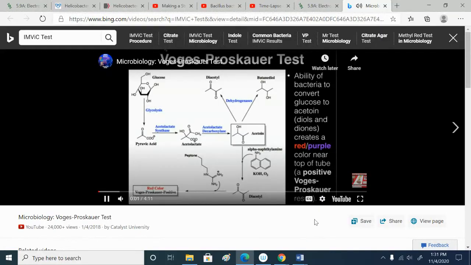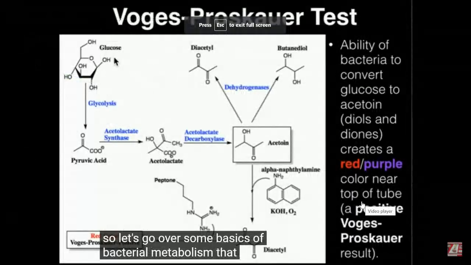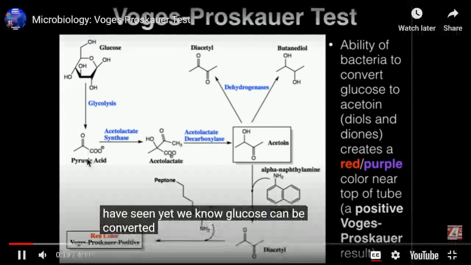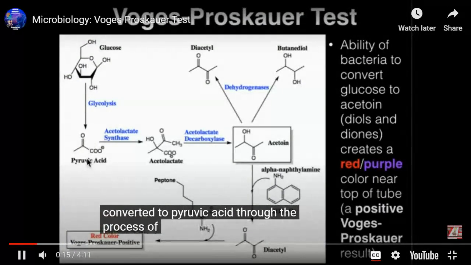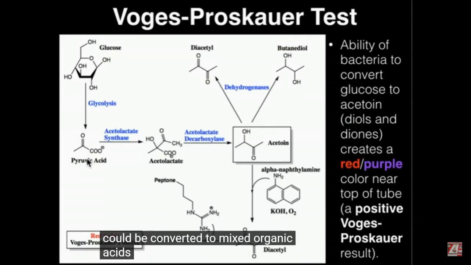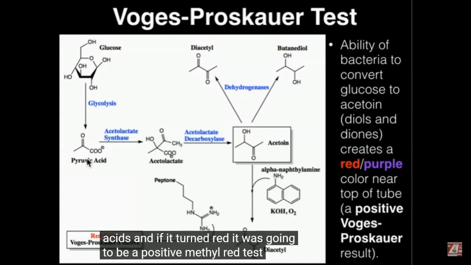My name is Kevin Tokoff. In this video, we're going to discuss the theory behind the Voges-Proskauer test. All right, so let's go over some basics of bacterial metabolism that you may not have seen. We know glucose can be converted to pyruvic acid through the process of glycolysis. When we looked at the methyl red test, that pyruvic acid could be converted to mixed organic acids. And if it turned red, it was going to be a positive methyl red test.